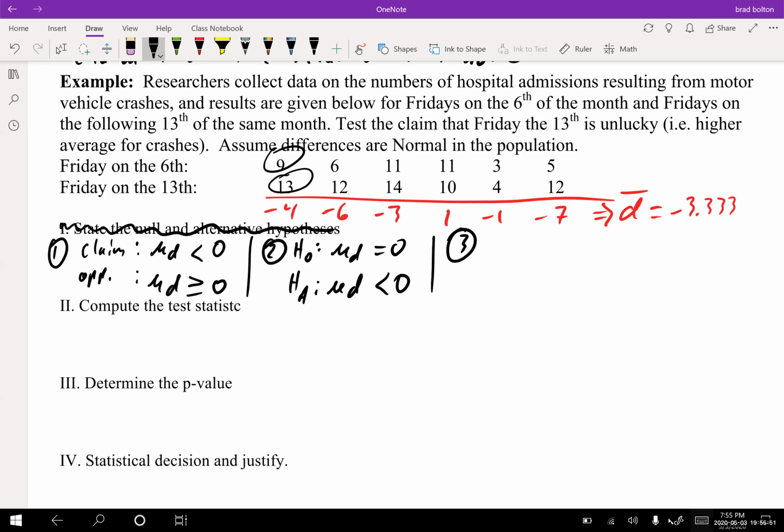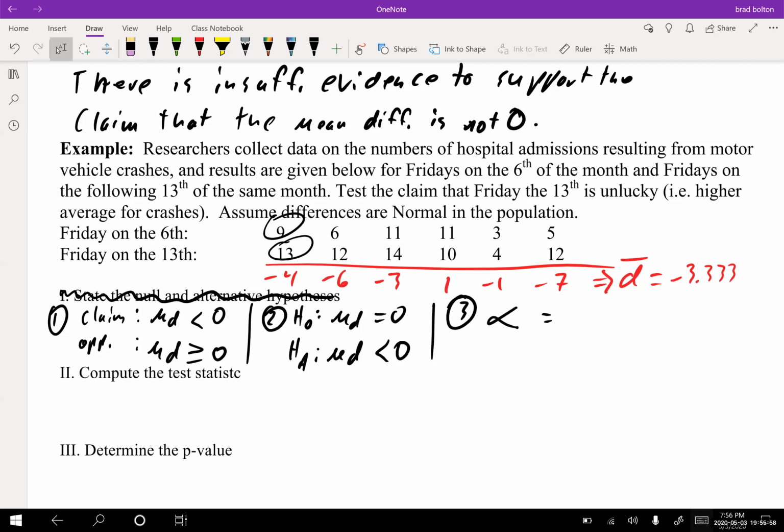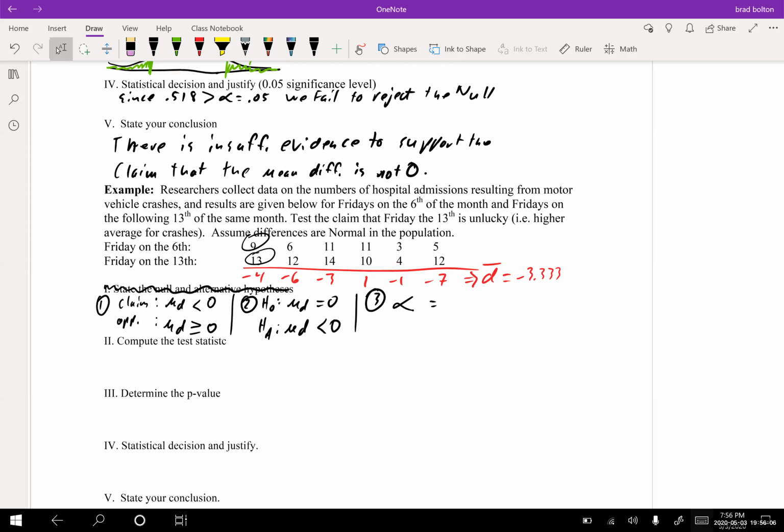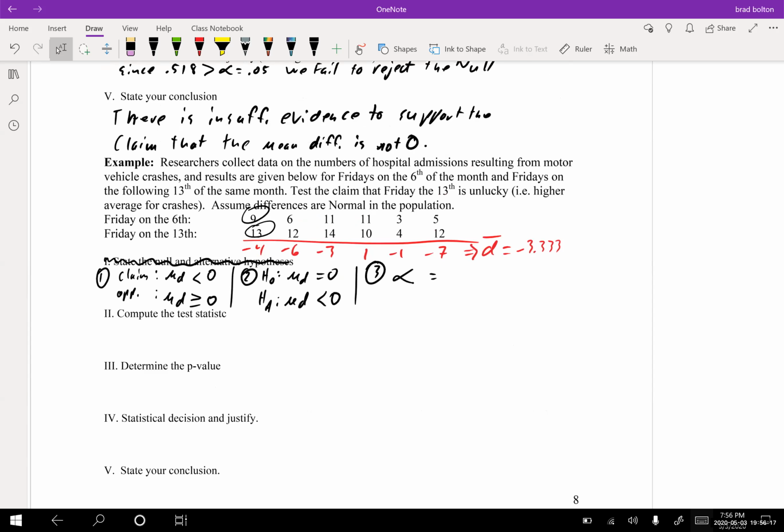So then step 3, we know alpha is going to be worth, what do they say? I don't think they actually say alpha in the problem, unless I'm missing it. Let me scroll out a little bit. Research collected from higher averages. Assume the normal population Friday the 13th. Compute statistic p-value. So they don't actually say, so I'm going to use 95%. That's pretty much our go-to if they don't say. So we're going to say alpha is 0.05. And hopefully that is okay. Yeah, let's go with 0.05 because they didn't mention.